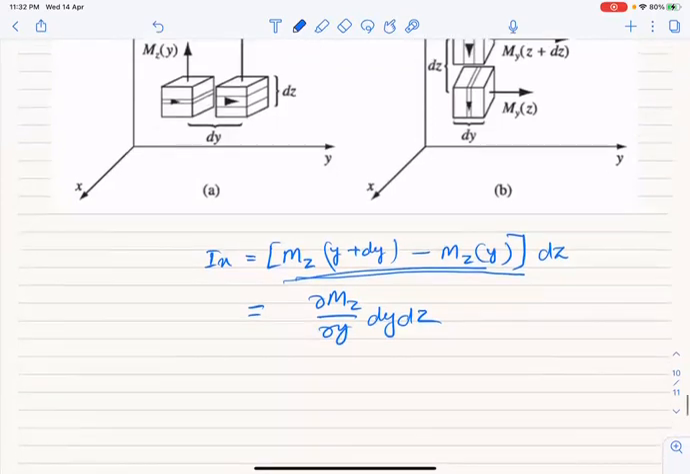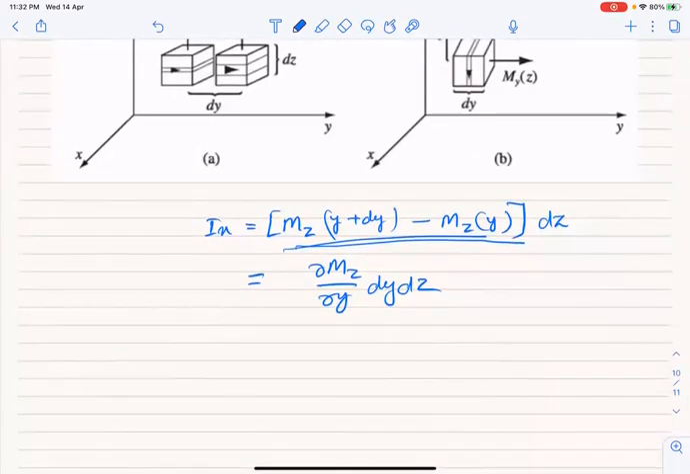Now, what is the volume current density here? If you think of JB along the x direction, that should be Ix divided by the perpendicular cross-sectional area, which is dy dz. You have to divide by that to get JB, the volume current density, and that is nothing but del Mz by del y.